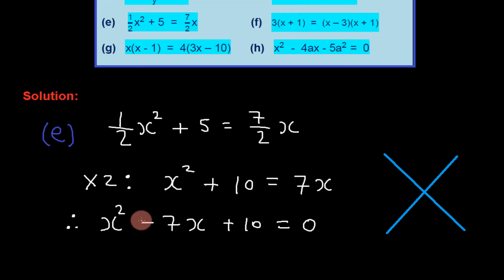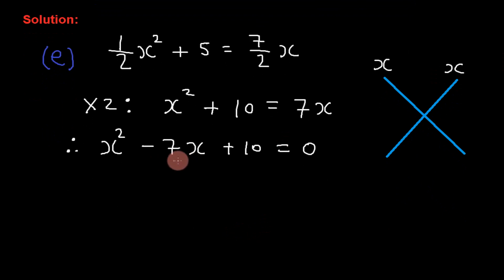The factors of x squared will be x and x. Now, the factors of 10 will be 1 and 10, and 2 and 5. We need to get a middle term of negative 7x. And in other words, we need a 7 here, and 2 and 5 does give us 7. So we're going to use 2 and 5. 2 times 5 is 10. Then cross multiplying.